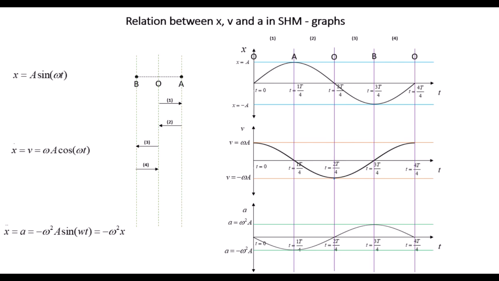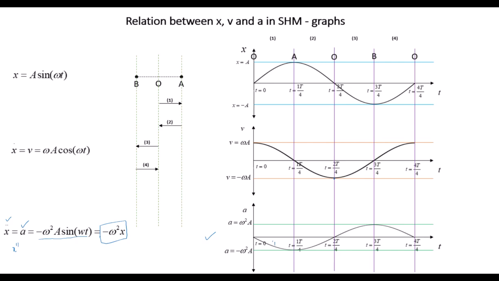Now let's turn our attention to the acceleration, also given by the expression x double dot, and sometimes they also write it as x double dash, meaning double derivative of the displacement with respect to time. It is given by the expression minus omega square a sine omega t, which can also be written as minus omega square x. So let's understand the graph of the acceleration.